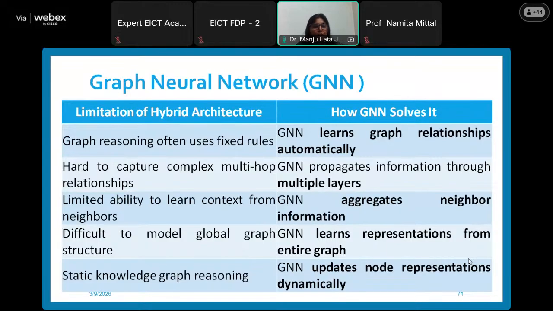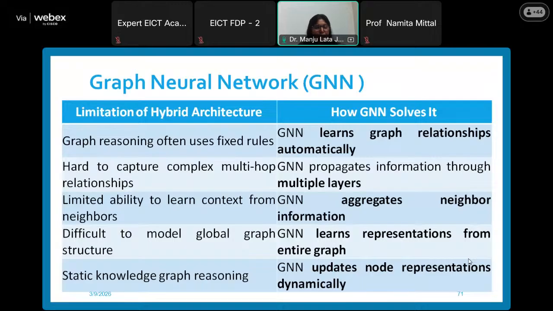The second limitation is that it is hard to capture complex multi-hop relationships. Multi-hop means relationships across multiple layers. So the GNN propagates information through multiple layers. This will be discussed in the GNN architecture: how multiple layers work, what the function of multiple layers is, and how they enhance retrieval performance as well.